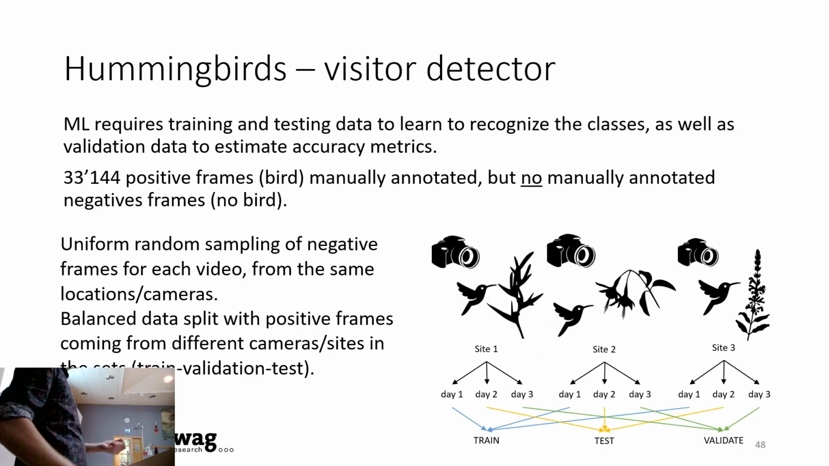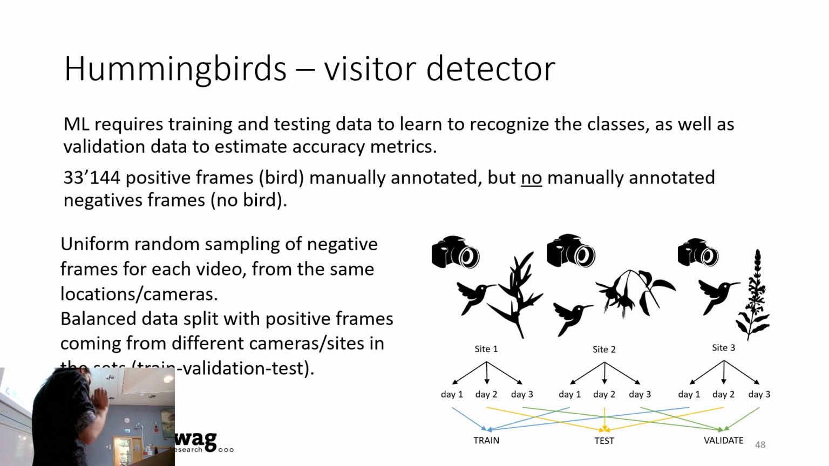Right, so yeah, another important thing that often happens with ecological data, we only have positive frames in annotations. So the people that went through the videos, they only picked out the frames that contain a hummingbird, but we never have the ground truth of this frame does not contain a hummingbird. So you have to be reasonably sure that the rest of the frames that are not marked as containing a hummingbird will be empty frames, will be your negatives.